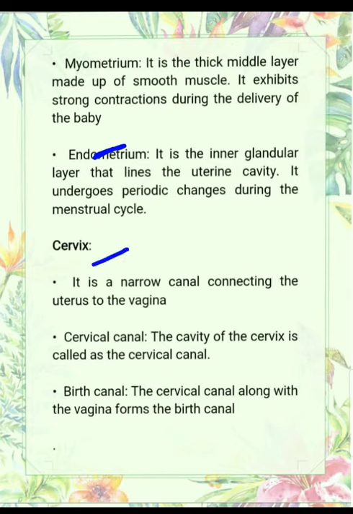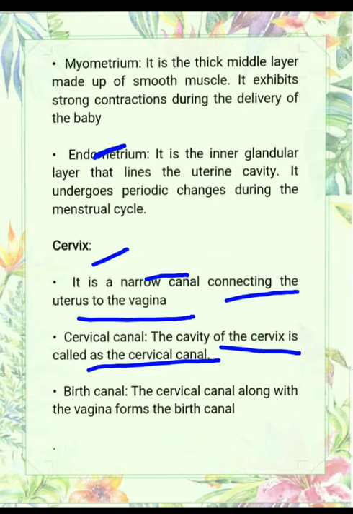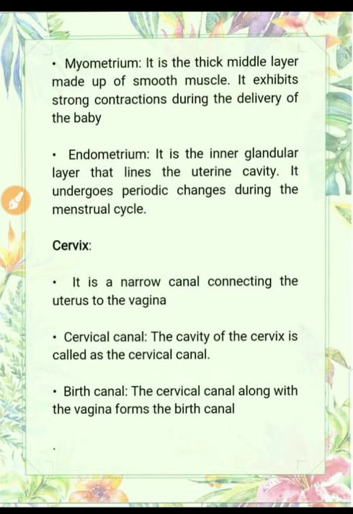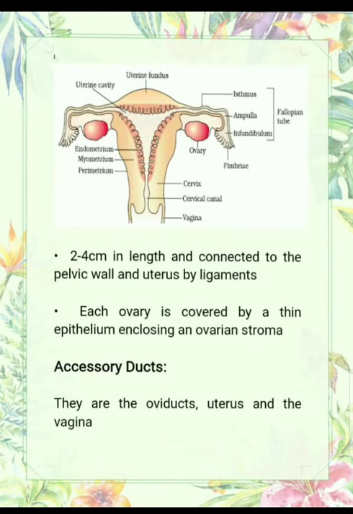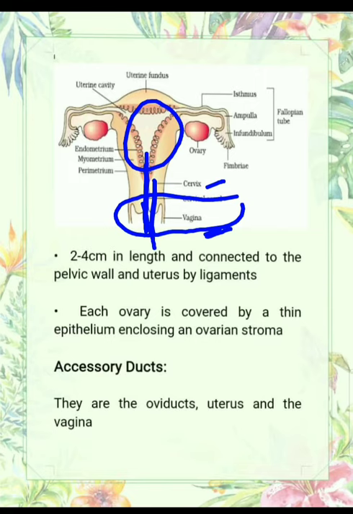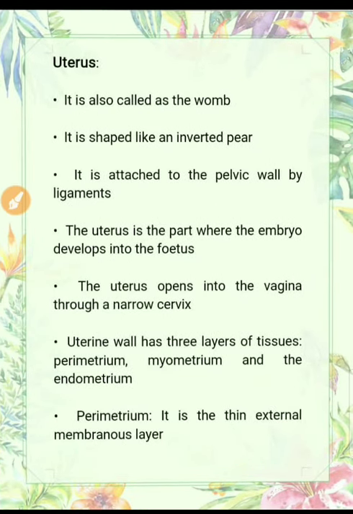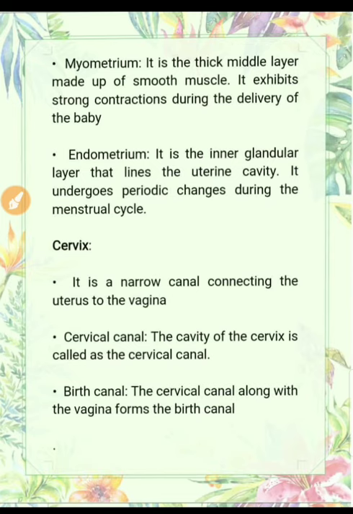Now comes the cervix. As I showed you, it is a narrow canal connecting the uterus to the vagina. The cavity of the cervix is called the cervical canal. Next is the birth canal. The cervical canal along with the vagina forms the birth canal. See in this diagram, the delivery of the baby takes place from here. This is the uterus, and the uterus joins with the cervix. The cervix finally opens in the vagina. So the cervical canal and vagina form the birth canal, from where the birth of the baby takes place.